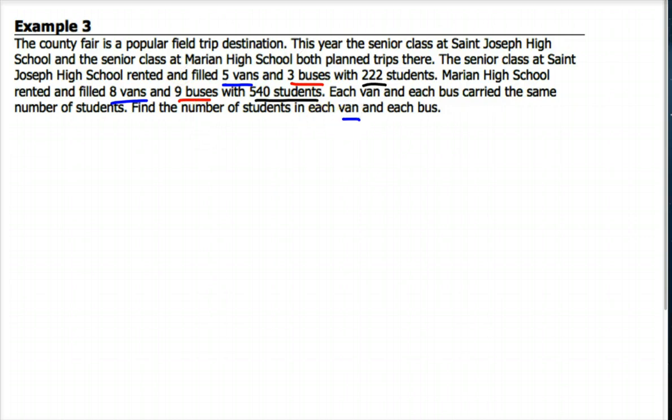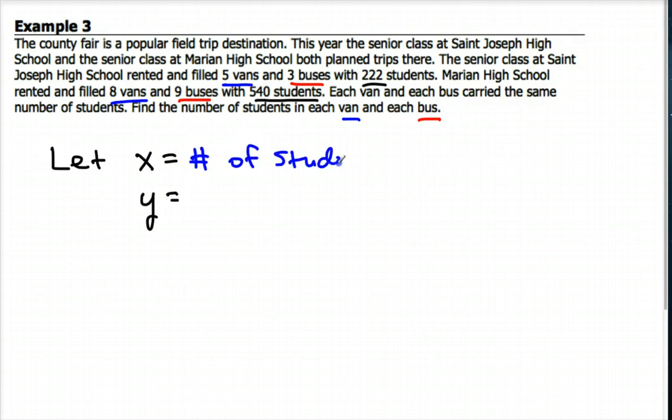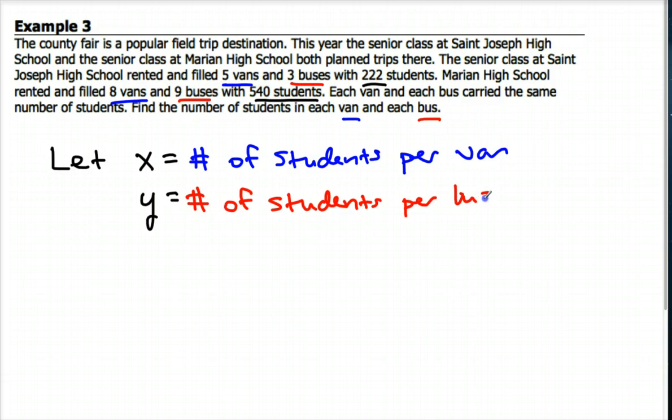So again, I'm going to write 2 let statements, one that tells me how many students are in a van, and one that tells me how many students are in a bus. So I'll say let X equal number of students per van. And Y will be equal to the number of students per bus. What I'd like you to do for this problem is, based on all this information I've highlighted, try to write your system of equations for me. So go ahead and click pause in the video, and then after you write the system, click play to check and see if you've got the right system written down.